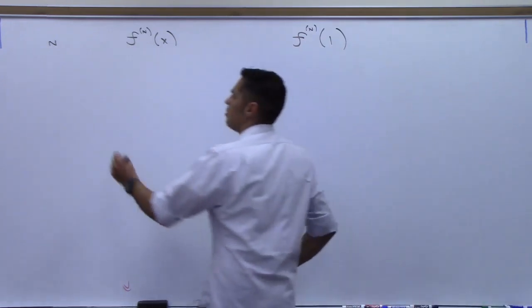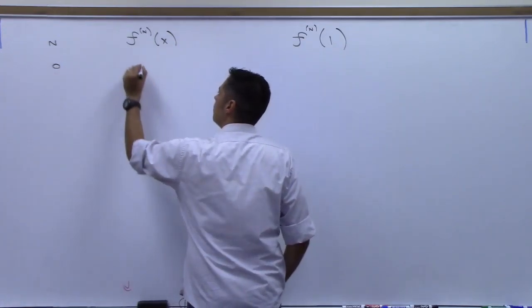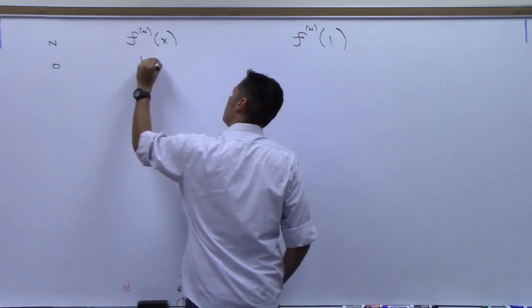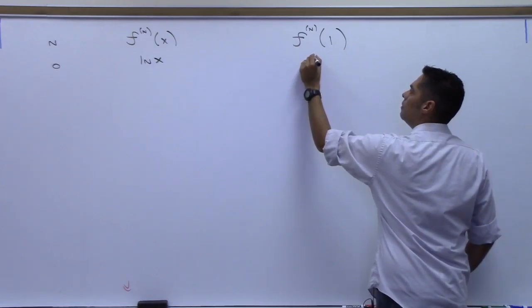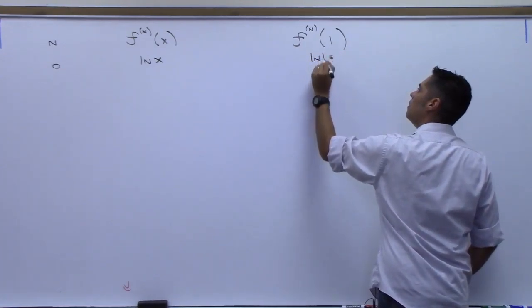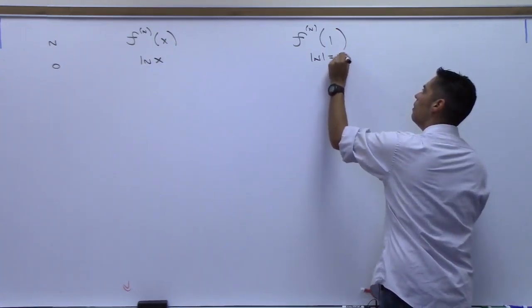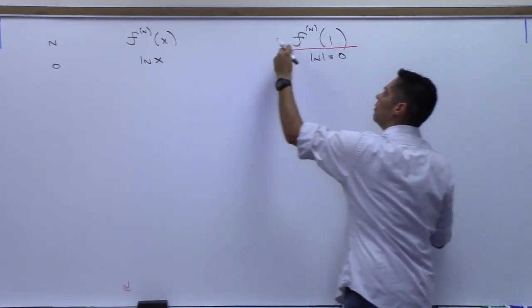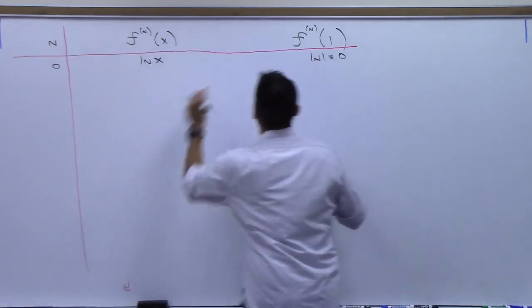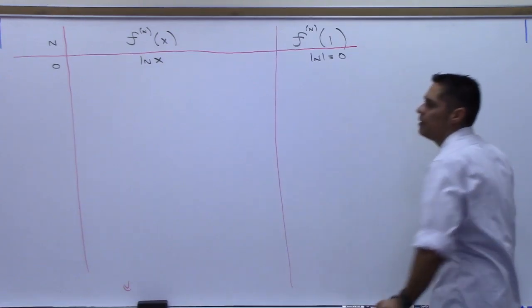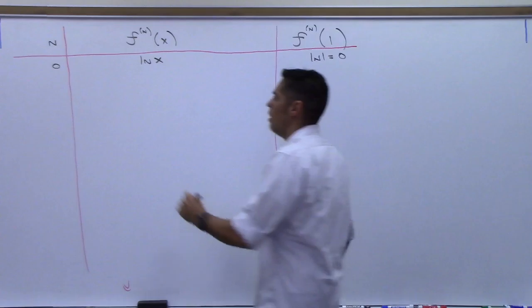So let's start with n is 0. When n is 0, what's the 0th derivative? Which is natural log x. And what's natural log of 1? 0. I hate to do the table here, but that's what I'm doing. Understand? All right, let's let n be 1.